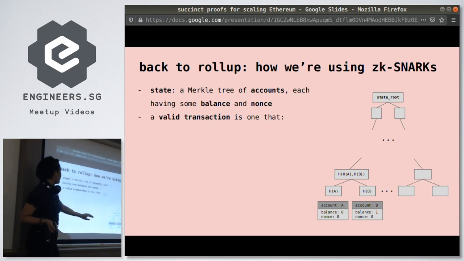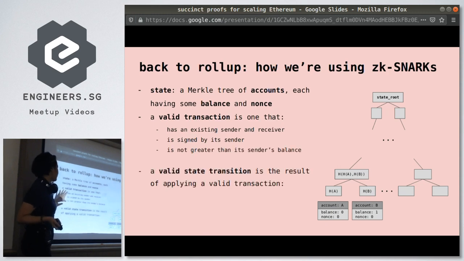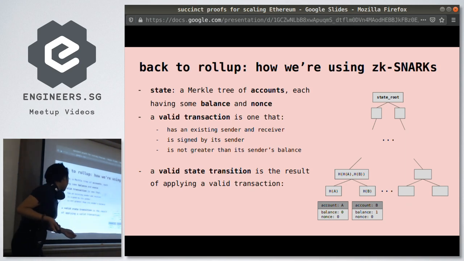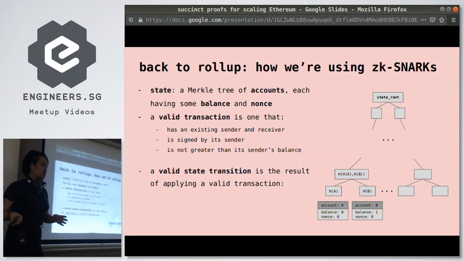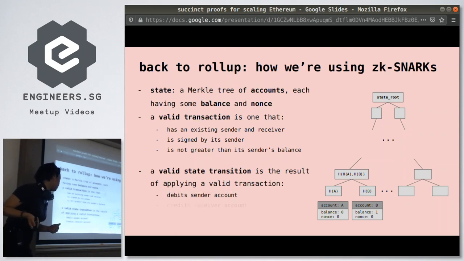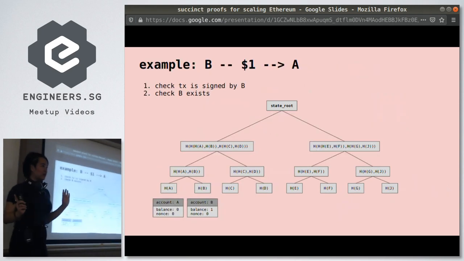So we've defined our state, and on this state, we would like to perform some valid transactions, some valid state transitions. So a valid transaction is basically what we defined earlier in our circuit. And after a valid transaction is executed, we basically go from an old state to a new state. We end up in a valid state transition. So we'll go through one example of how this is done.